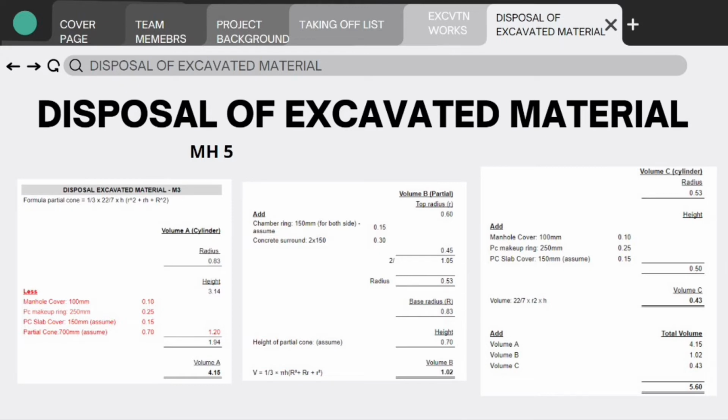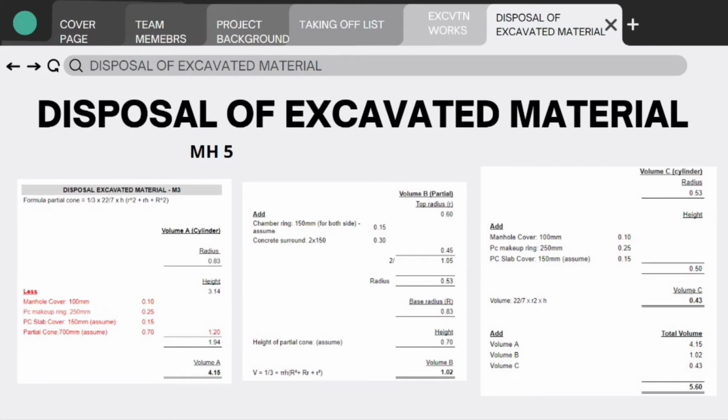For top radius, which is small r, it is 0.60 given in the drawing. Add chambering 150 mm for both sides and concrete surround, 2 times concrete surround 150, to get a total of 1.05 divided by 2, so the radius will be 0.53. For capital R, which is the base radius, the value is taken from excavation works, which is 0.83. The height of the partial cone we assume is 700. For total of volume B, we have used the formula of partial cone to get a total of 1.02.